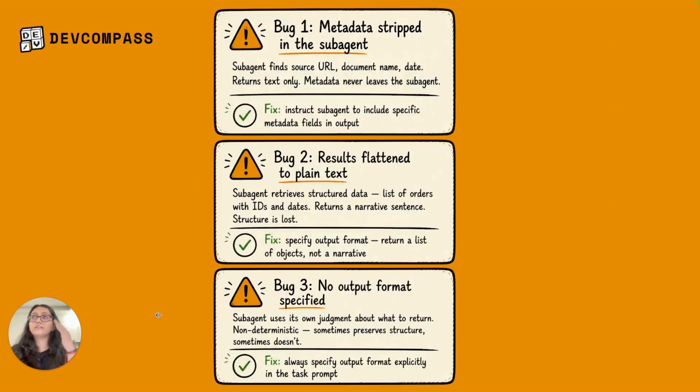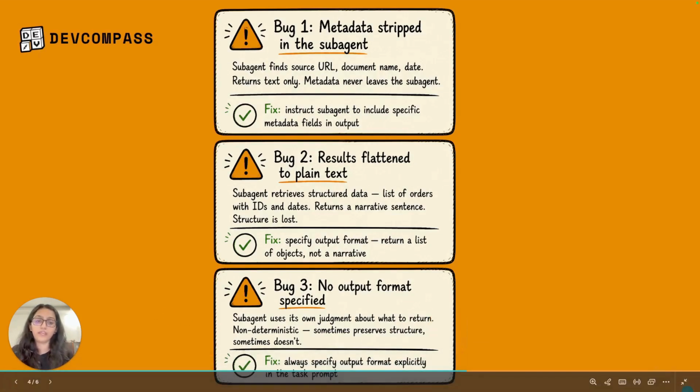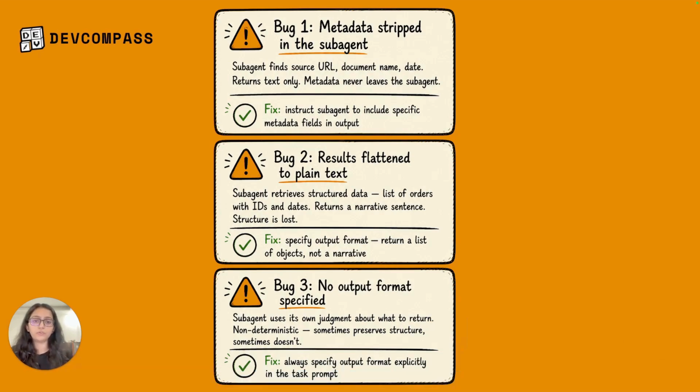Now, the 3 specific bugs that cause context isolation failures, and those are the ones that the walkthrough is going to ask you to diagnose in a broken pipeline. So look at each card. First, metadata stripped in the subagent. This is what we just saw in the pipeline diagram.